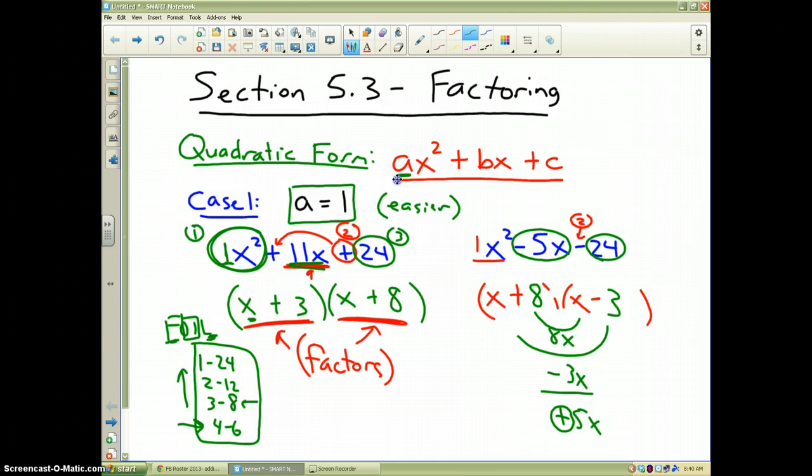Well, if you get the same number but the sign is different, you know you've got the right numbers. You just need to switch them around. So what I'm going to do is I'm going to write a plus 3 over here. And over here I'm going to put minus 8. And now when I check, this becomes negative 8x, this becomes positive 3x, which is now negative 5x, and I have my two factors. And that is how you factor when the a value is 1.